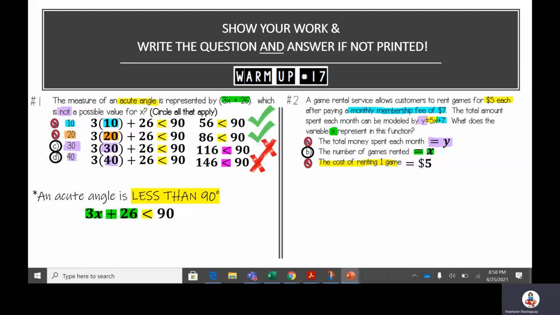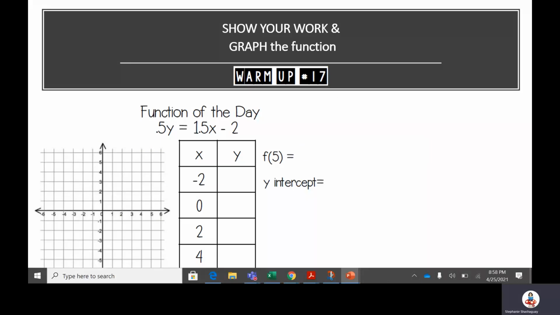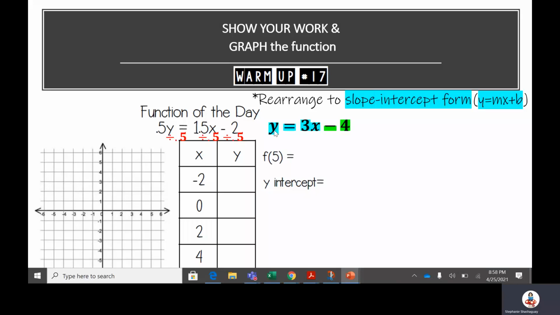Okay, moving on to number 3, our function of the day. Okay, so just like we did in all of our other functions of the day, we need to rearrange this to slope-intercept form, which is y equals mx plus b. So to do that, we're going to divide by 0.5. We're going to divide every term by 0.5. So we end up with y is equal to 3x minus 4. Remember, when you divide by 1/2, you're multiplying it by 2.